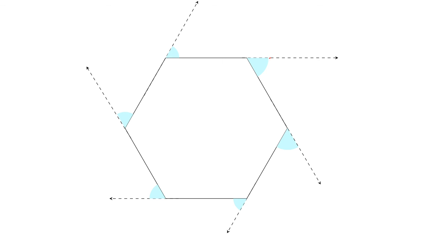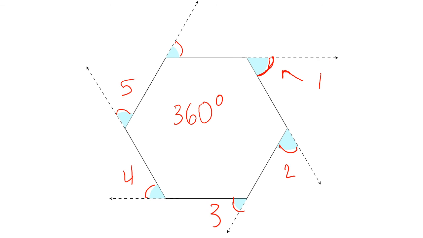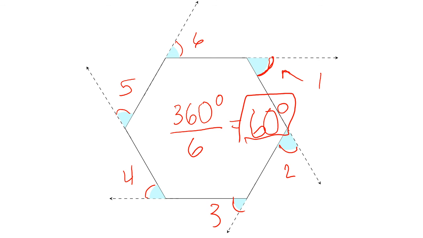We want to know, what is each individual one? Well, they all add up to 360, right? Should have gone all the way around in a circle. But there's 6 angles, right? 1, 2, 3, 4, 5, and 6. So each individual one is 60 degrees. Each individual one is 60 degrees, and that's how we find it.